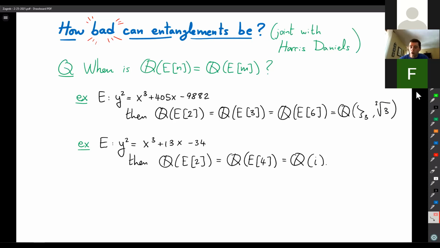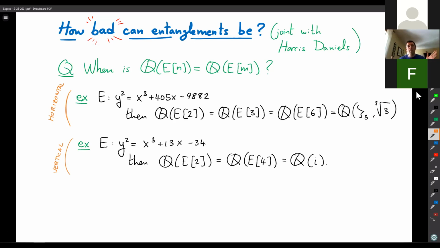This is what we call a horizontal entanglement, when there are two primes involved, so that the 2- and the 3-division fields are entangled. We call this a vertical entanglement, because these are entanglements between the p-division field and a p-squared division field.